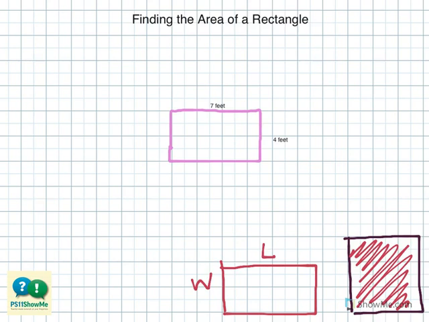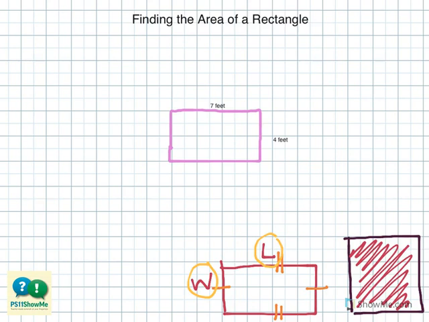Rectangles have unique attributes. It's important to remember that rectangles have opposite sides that are equal in length and parallel. For example, the widths of a rectangle are parallel and equal in length, while the lengths of a rectangle are parallel and they're also the same size. We can find the area of a rectangle in a couple of different ways using the length and the width.